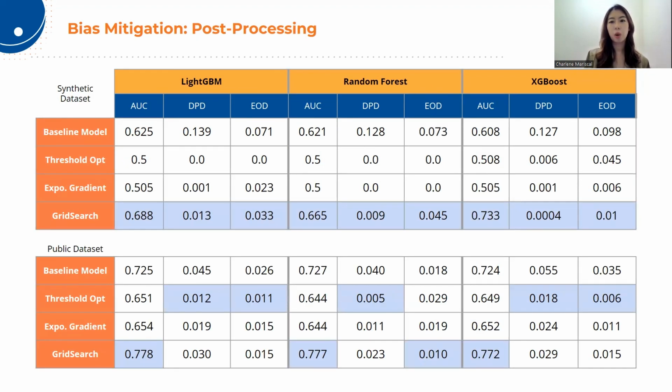Lastly, results are quite varied for the post-processing algorithms. The threshold optimizer performs well for the public dataset, but only with the XGBoost classifier for the synthetic dataset. Similar results are shown for the exponential gradient algorithm. The grid search algorithm can be beneficial if we are looking for better model performance.